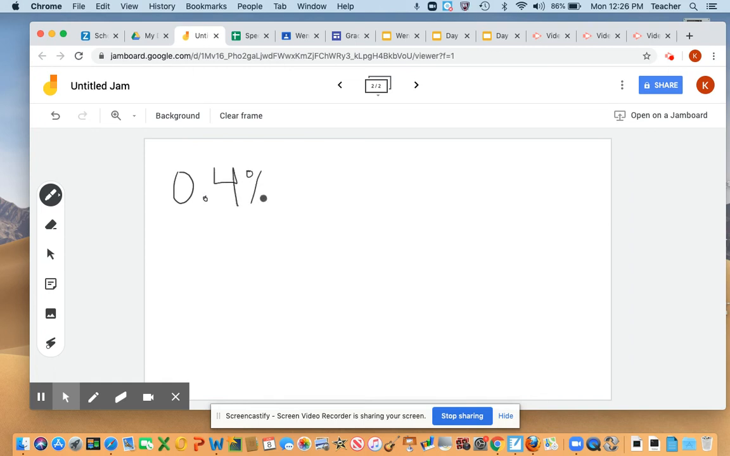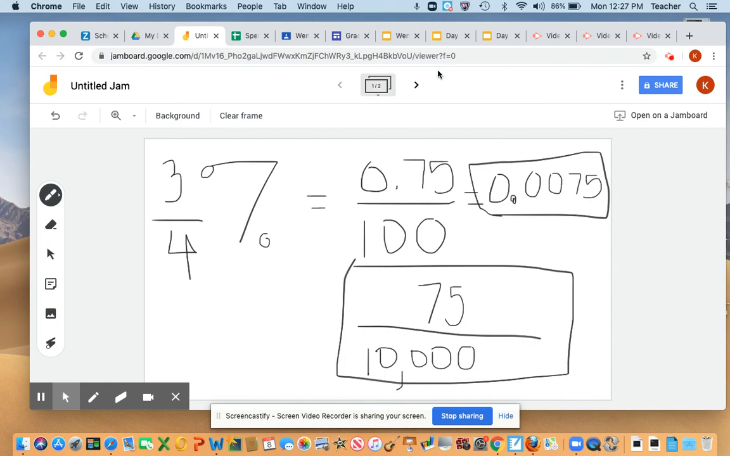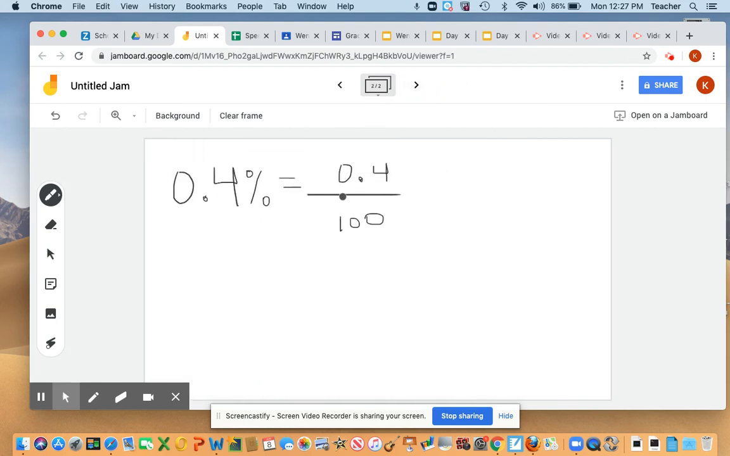4/10%. Let's rewrite this as a fraction. So I've got my 4/10 on top, 0.4%, which means my 100 is on the bottom. Now, remember what we did here. We divide to get this number. We're going to do the same thing, 0.4 divided by 100. I've got 2 zeros here, which means I'm going to need to move this over 2 places to the left. So this is going to be 0.004.